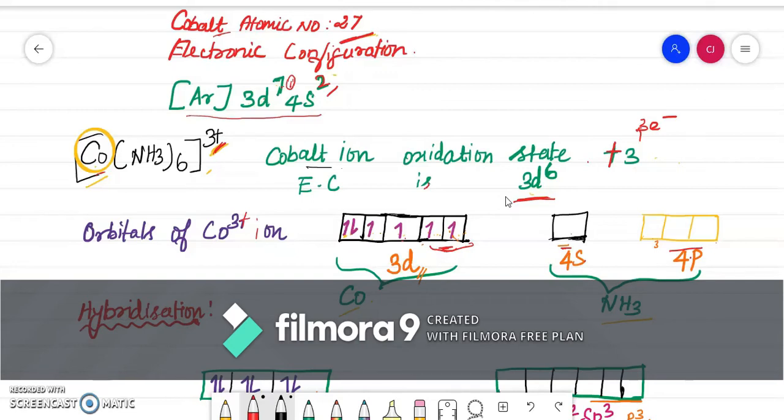Okay, so for that you have to put the electrons in the orbitals of the Co3+ ion. You have to draw the occupation of electrons in the particular shell. For the 3d you should draw 5 boxes, 5 separate boxes, so that you can fill the 6 electrons here. So 1, 2, 3, 4, 5, and next the 6th electron will come in the first box. Here the 4s and 4p orbitals will be empty. These belong to the NH3, the particular ligand.